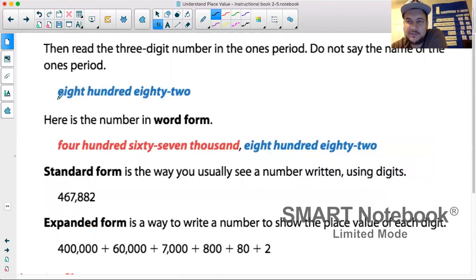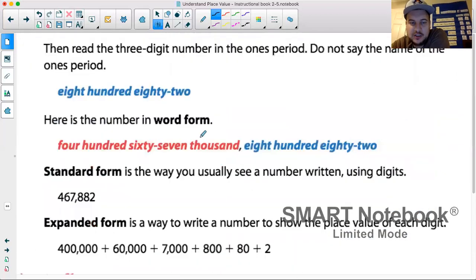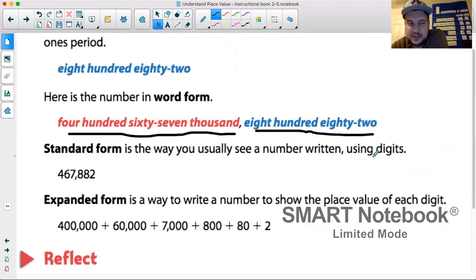Ones is the only period where you don't say the name. So we had 882 left in this number. So 882, then you put them together. 467,882.